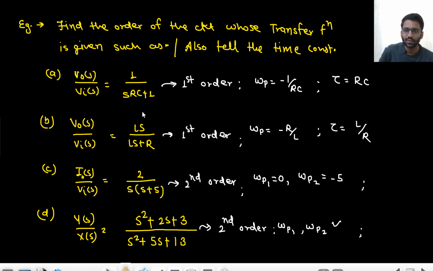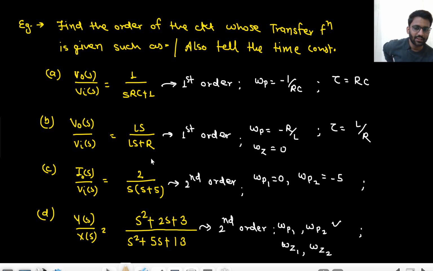What is the location of zero here? Zero only. If you put this equal to zero, LS equals zero, you will get s equals to zero only. So what is the location of zero here? You don't know. Here you will get two zeros, omega Z1 and omega Z2.